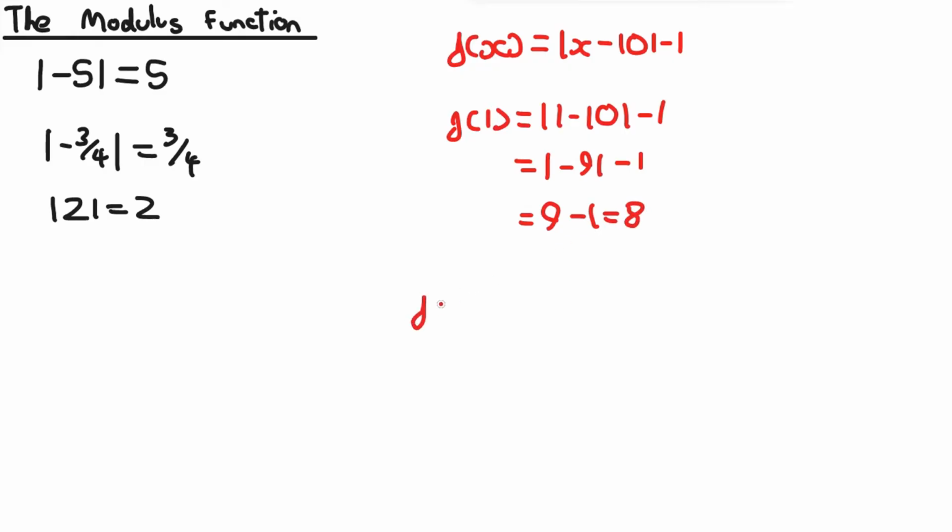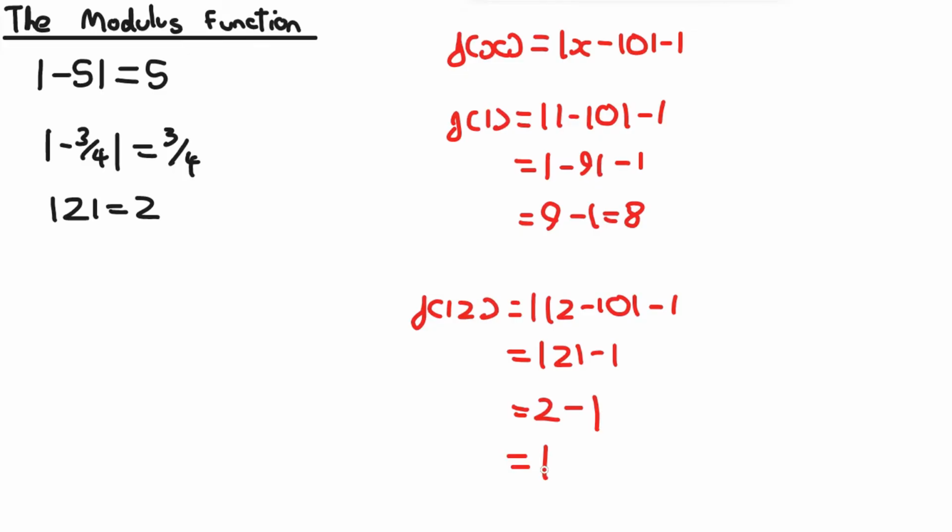If we did f of 12, it would be equal to the modulus of 12 minus 10, minus 1, which would be equal to the modulus of 2, minus 1, and then the modulus of 2 is just 2 still, because this is already positive, and then it's 2 minus 1, and this is just equal to 1. So the modulus basically works as a pair of brackets. You have to do whatever is in the modulus first.